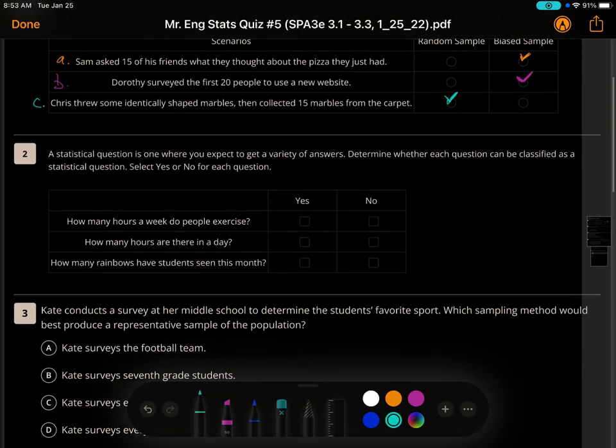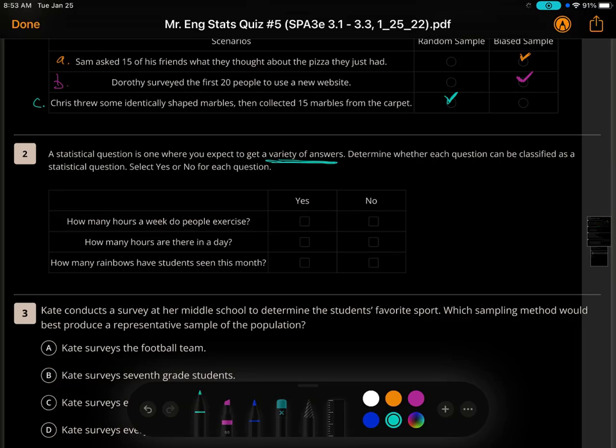Question number 2. A statistical question is one where you expect to get a variety of answers. Better yet, in the variety of answers that they are, you can get data from it. It can be quantitative, like a number, or qualitative, like a color, or a yes or no. Determine which each question can be classified as a statistical question.